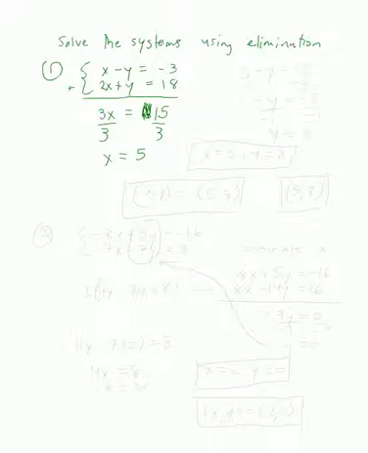Once I get x equals 5, I can plug it into one of the two equations I started out with and find the second one. So maybe I'll go ahead and plug it into the first equation. I get 5 minus y equals negative 3. Subtract 5 from both sides, I get negative y equals negative 8. Divide both sides by negative 1, I get y equals 8. So my solution is x equals 5, y equals 8.